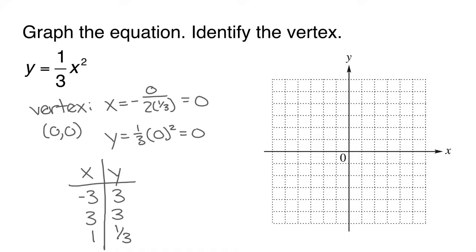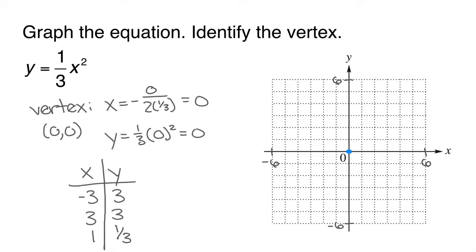On our coordinate plane, we'll let each dotted line represent 1 unit. So the maximum on each axis will be 6, and the minimum will be negative 6. We'll plot our vertex first. Our vertex is a point right on the origin. We'll also plot our additional points.